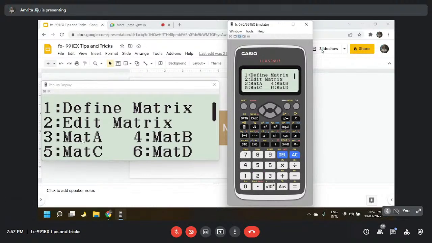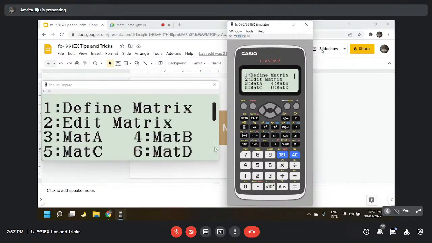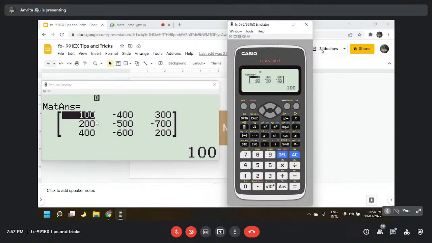So let's say A was the 1, 2, 3 matrix, right? So let's say B. The fourth one is B. Determinant of B into B inverse. So you get the adjoint of the particular matrix. That's how you find the adjoint of the matrix.